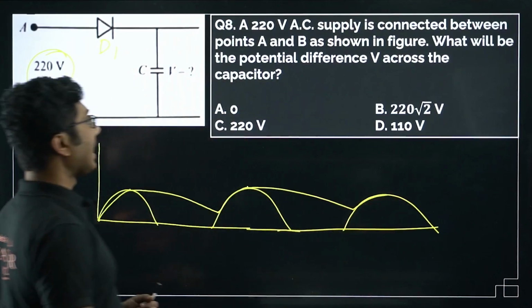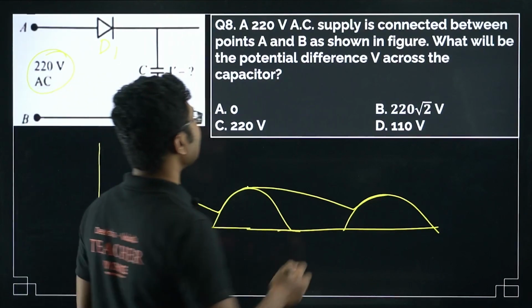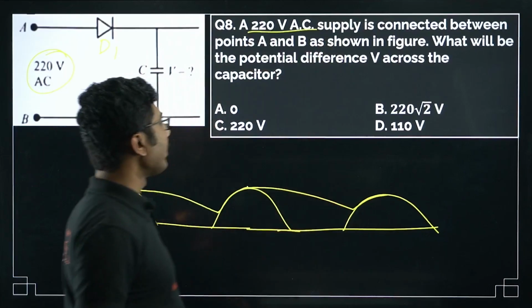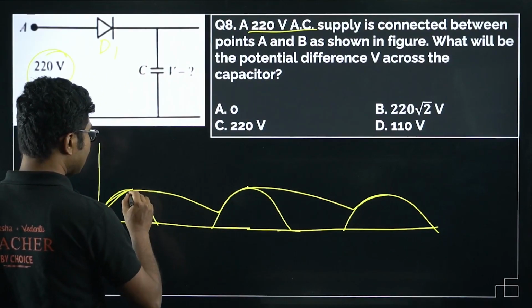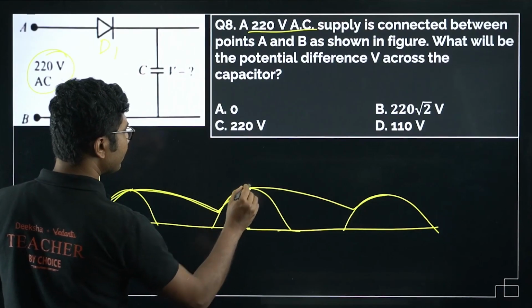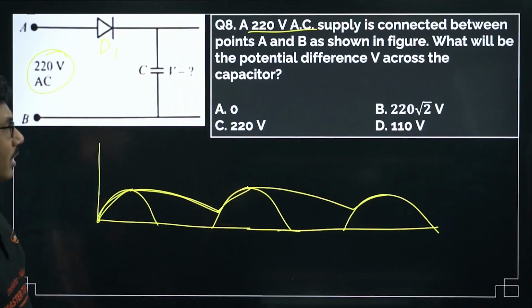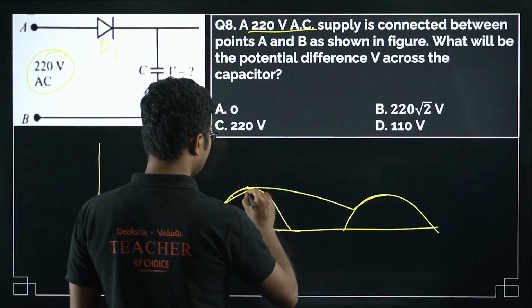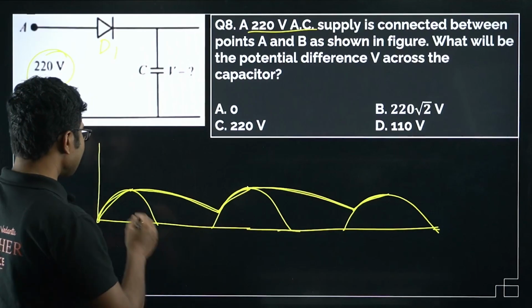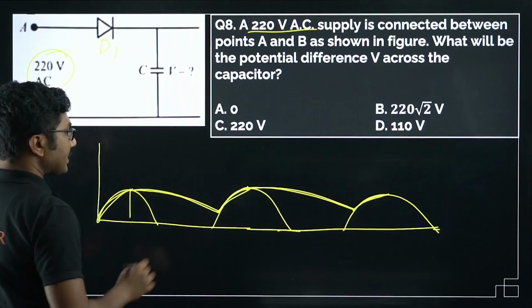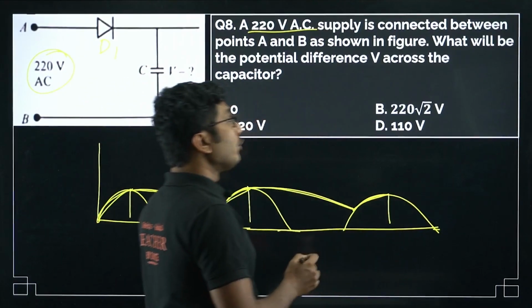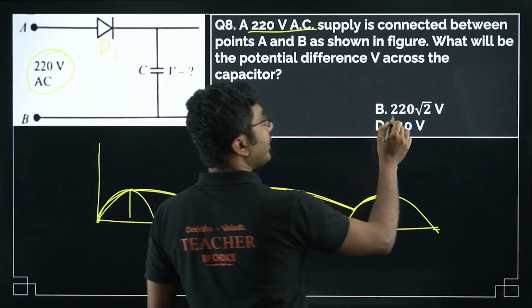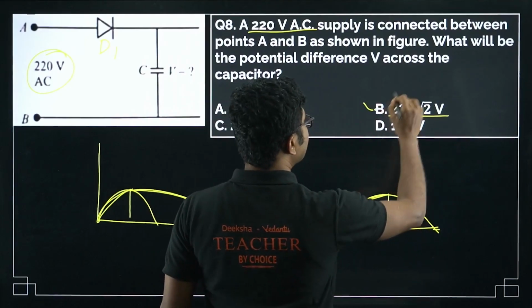If you see, this 220 volt is basically the RMS voltage, and across the capacitor you will get very close to that RMS voltage only. You will not get the, so there was a slight mistake in this. The actual value across the capacitor will be equal to the maximum peak value, which is equal to 220 root 2 volt. So the answer is option B.